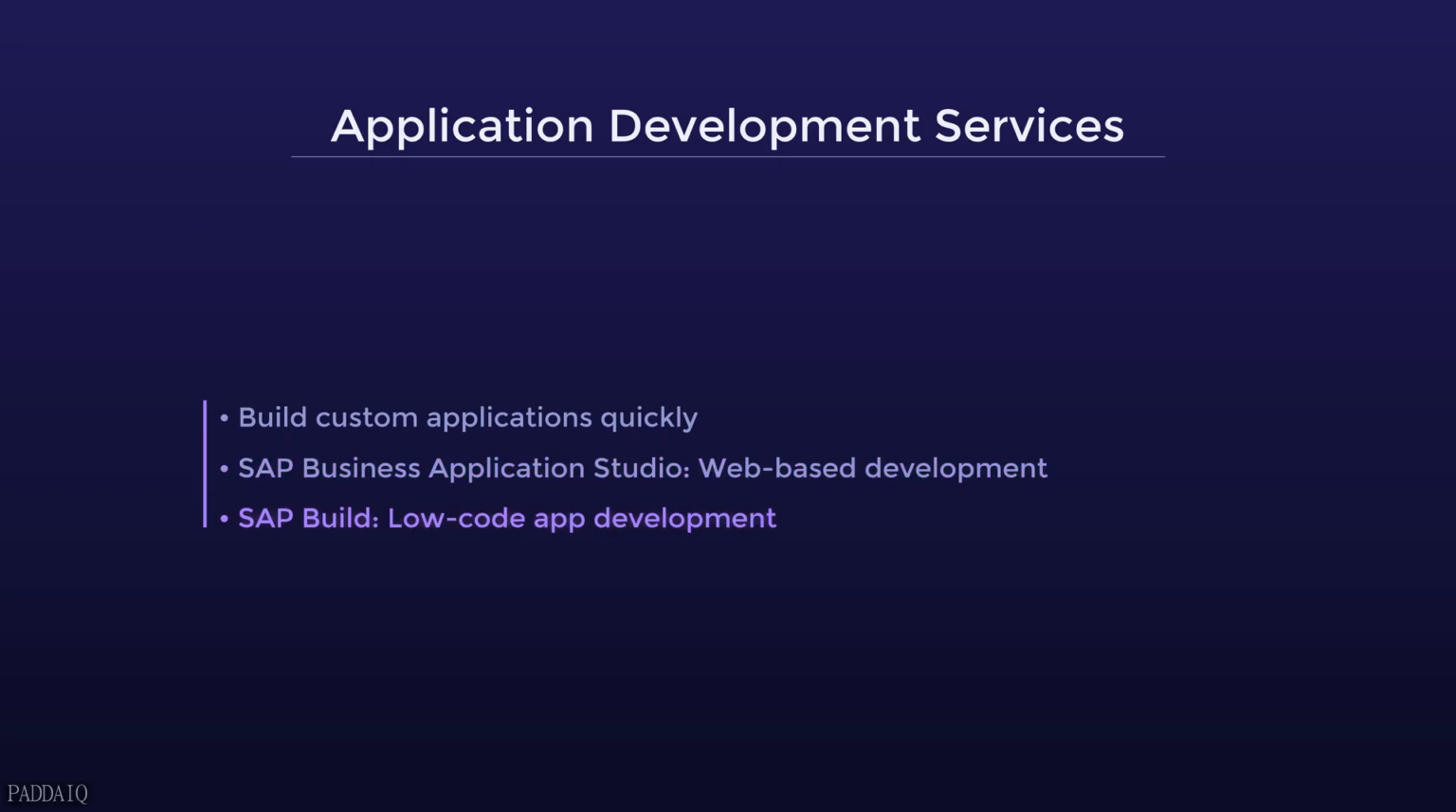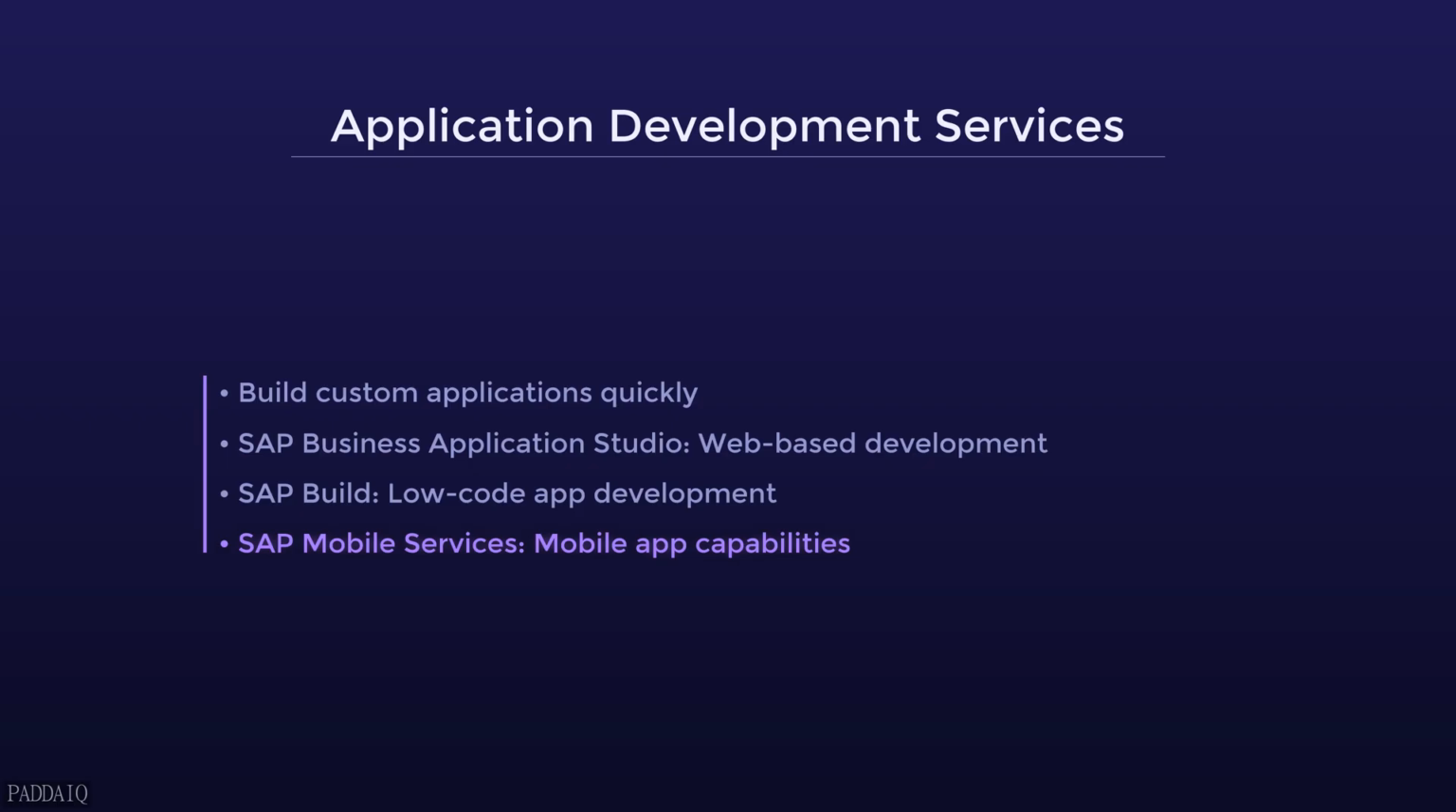SAP Build Low-Code App Development. This means creating applications with minimal hand coding, using visual tools and drag-and-drop components. For example, a business user could quickly build an internal team task tracking app without deep programming skills. This approach significantly accelerates the delivery of custom business applications.